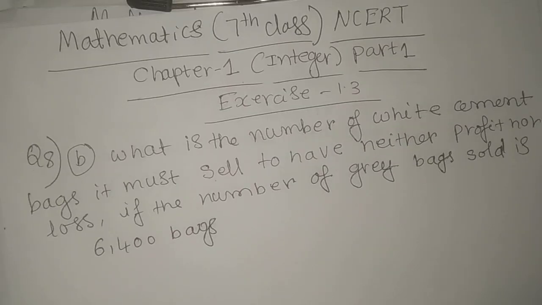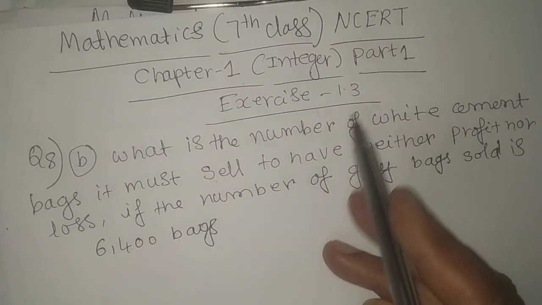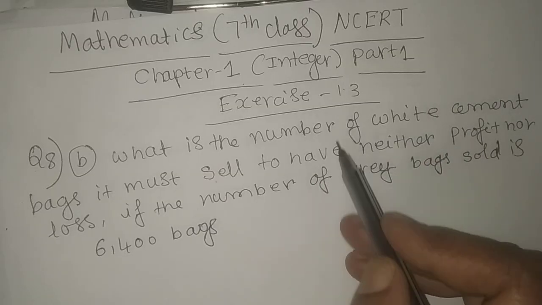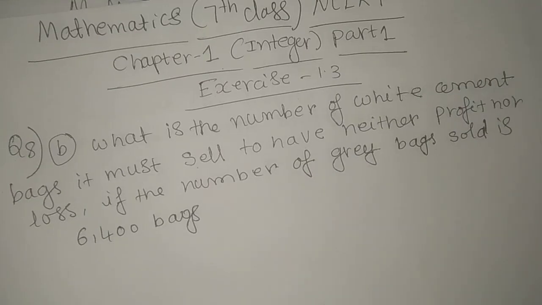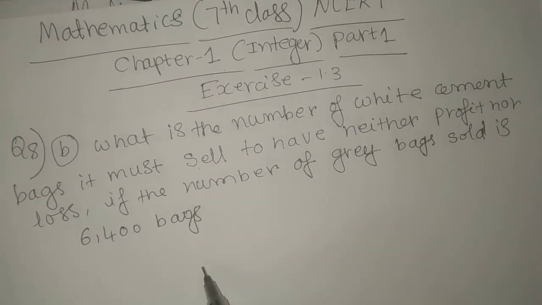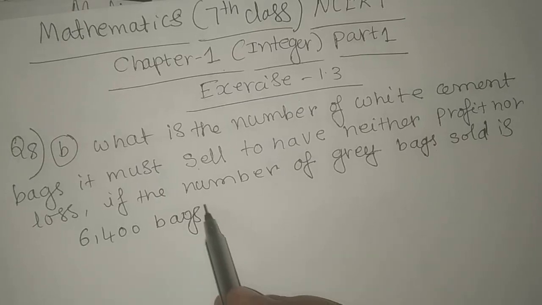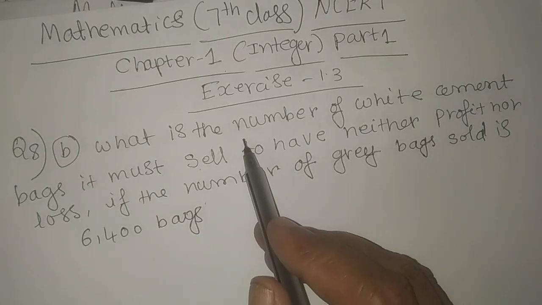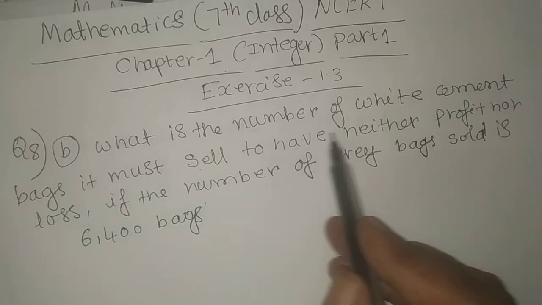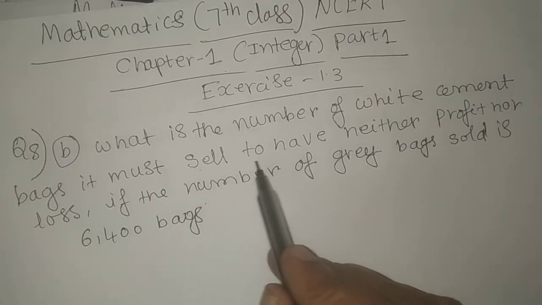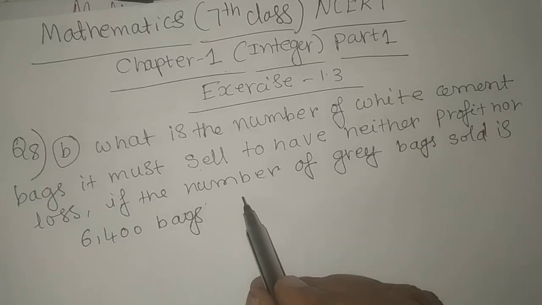Welcome new students in this class of mathematics, 7th class NCERT, chapter 1 Integers part 1, exercise 1.3. We solve here the 8th question, and that is question 8 B. First we solved A in the previous class. What is the number of white cement bags the company must sell to have neither profit nor loss?